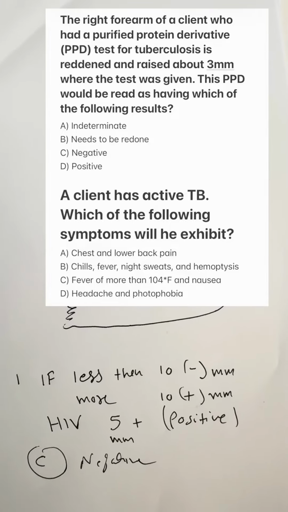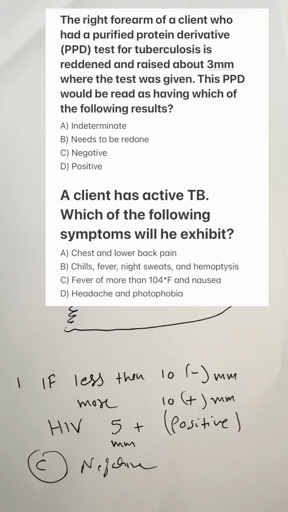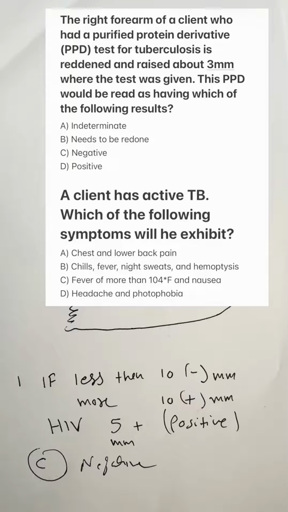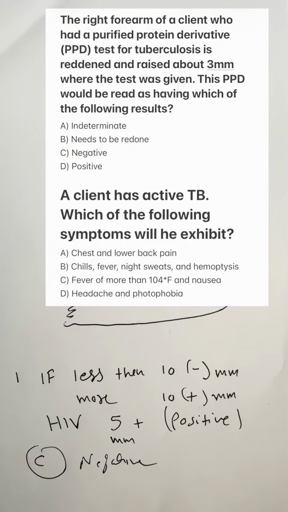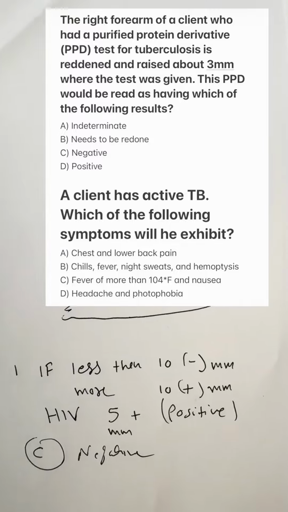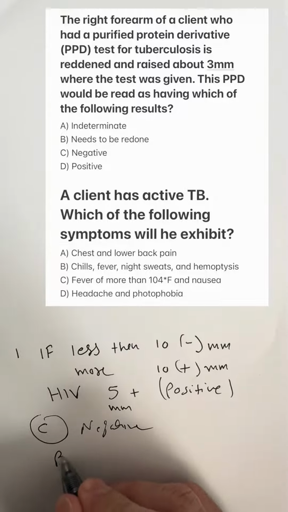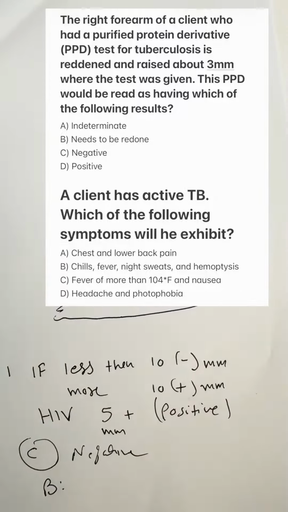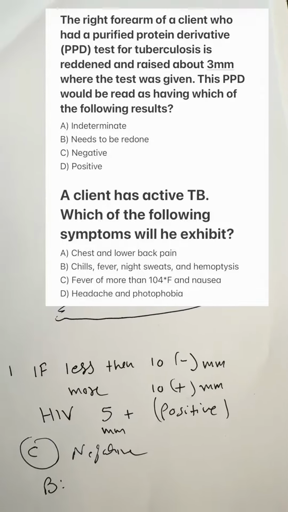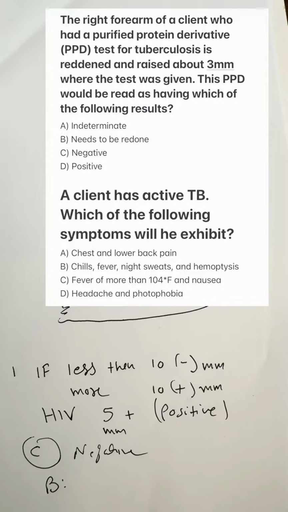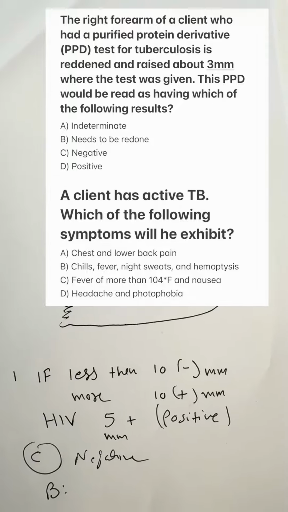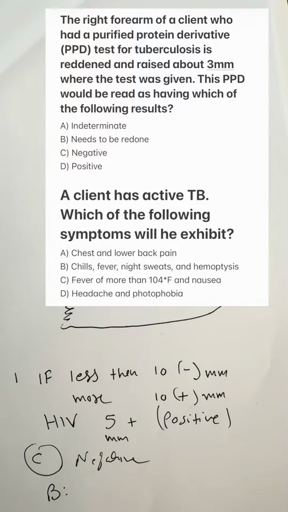Now go to the second question. A client has active TB. Which of the following symptoms will be exhibited? For patients who have TB, the correct answer would be answer B. The patient will have chills, fever, night sweats, and a bloody cough, which is called hemoptysis. Typical signs and symptoms are chills, fever, night sweats, and hemoptysis.